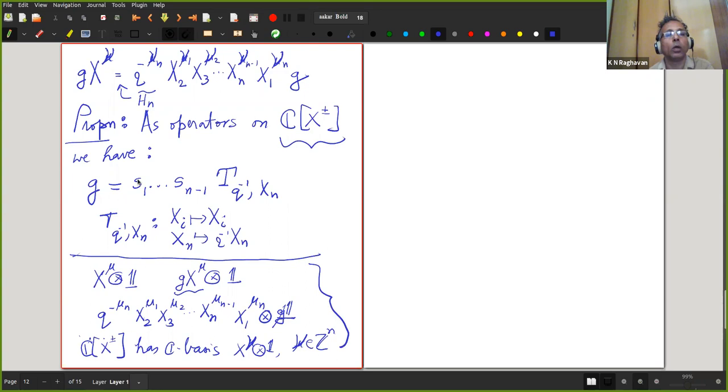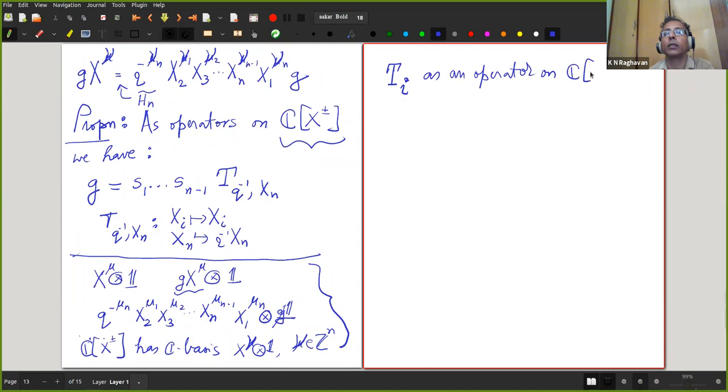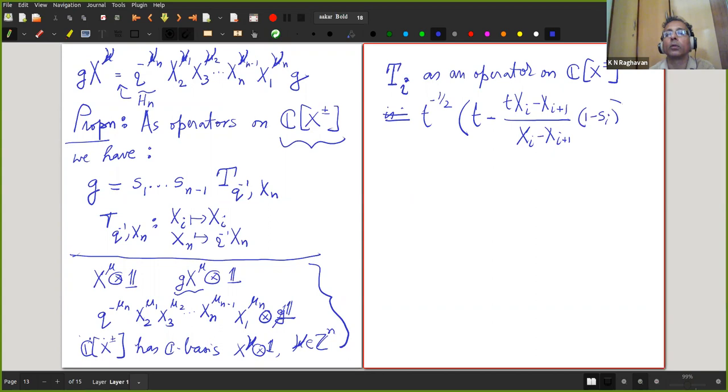So I am saying Ti as an operator on Cx, the polynomial representation, equals t power minus half times (t xi minus xi plus 1) by (xi minus xi plus 1) times (1 minus si). So let us try to think of this as an operator. si is the operator which switches xi and xi plus 1, right? One is the identity operator. So this makes sense. And then this is again a shorthand.